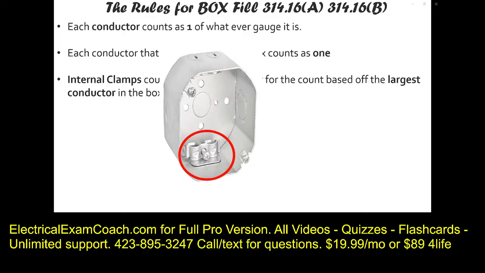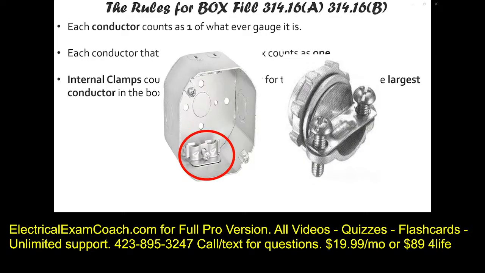All of the fittings we're going to convert over to conductors, then the conductors we're going to convert over to the cubic inches, and you'll know more of what that means as we go through this lesson. This is an external clamp because the clamping mechanism is on the outside of the box, and we don't have to count those at all for box fill purposes.